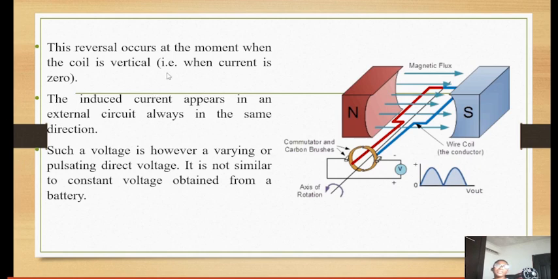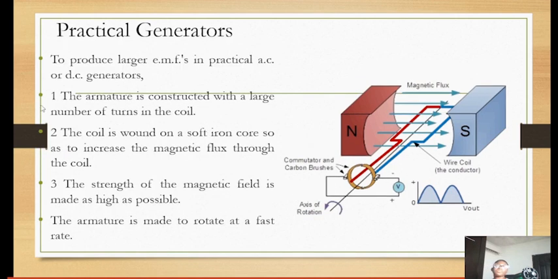This reversal occurs at the moment when the coil is vertical, that is, when the EMF is zero. At that moment, the induced current appears in the external circuit always in the same direction. Such voltage is, however, a varying or pulsating direct voltage. It is not similar to the constant voltage obtained from a battery.